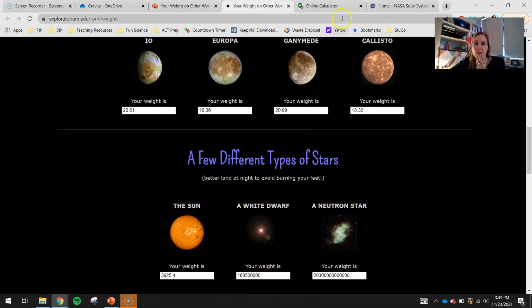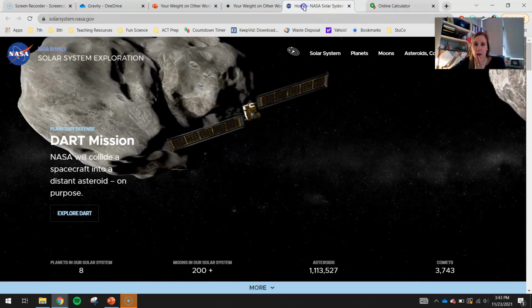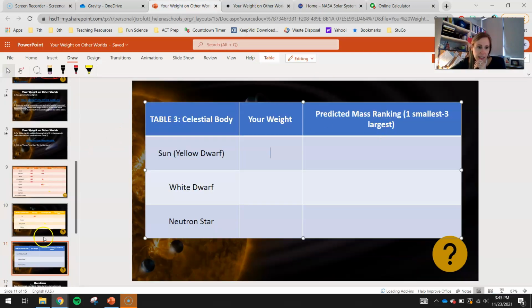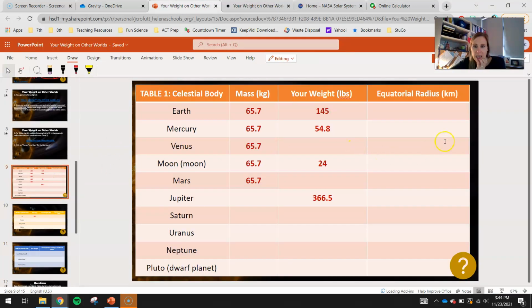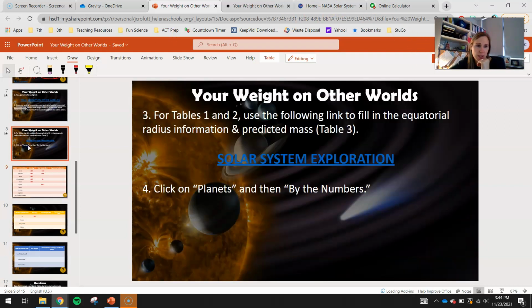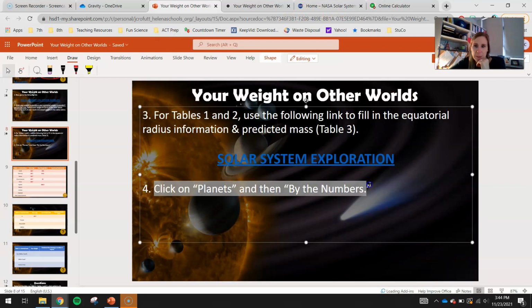Okay, so from there I need to find out my last little column for slides 9 and 10, or tables 1 and 2. I need to find out the equatorial radius. Fancy pants way of saying that I need to find out how big those planets are. So for this one, you are going to go to slide 8. You have a link right here. It says click on planets and then by the numbers.